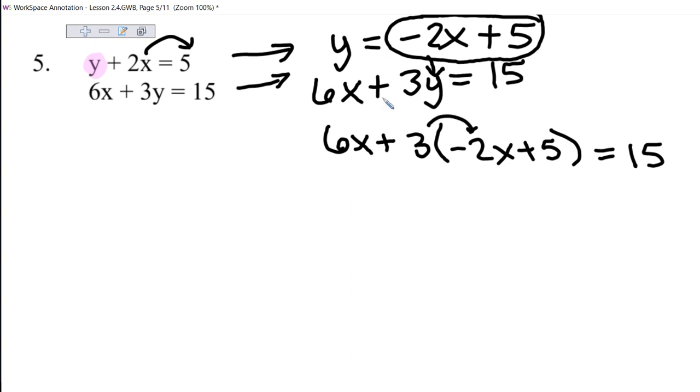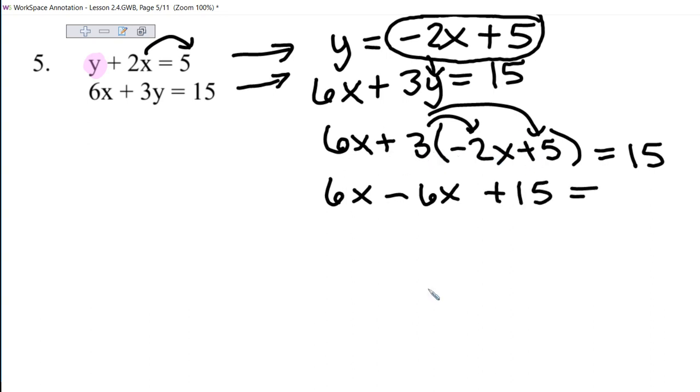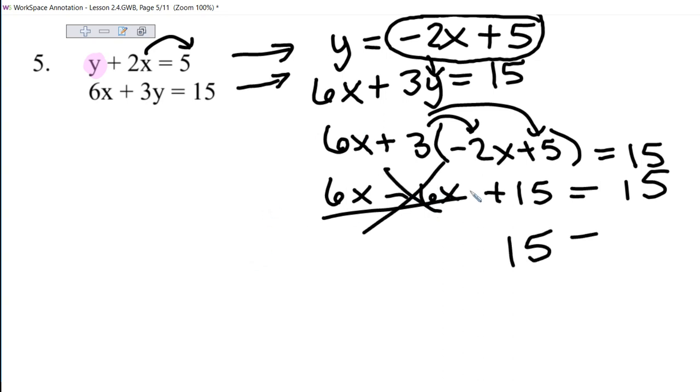Distribute our 3. What's 3 times -2x? -6x. What's 3 times 5? 15. What happens with these x's? Positive 6x, -6x, that's a zero pair. So we get 15 equals 15.